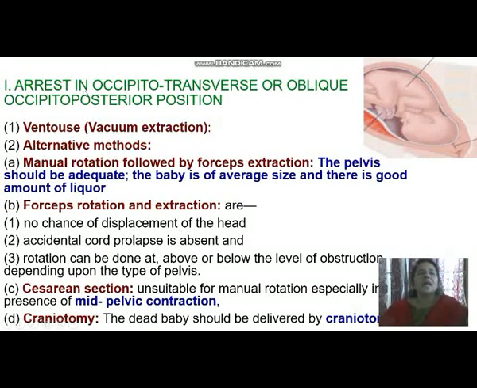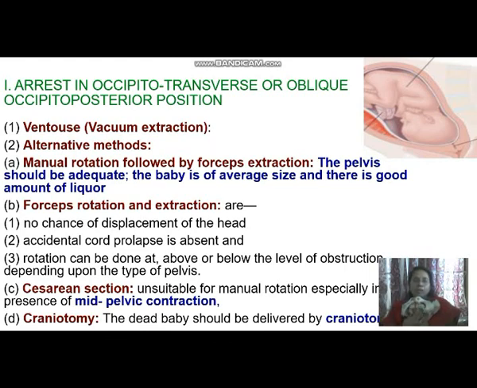Then first, arrest in the occipito-transverse. You can see this is the arrest in the transverse position. It is the transverse oblique occipito-posterior position. You can use the Ventouse, that is vacuum extraction, and alternative methods such as manual rotation followed by forceps.